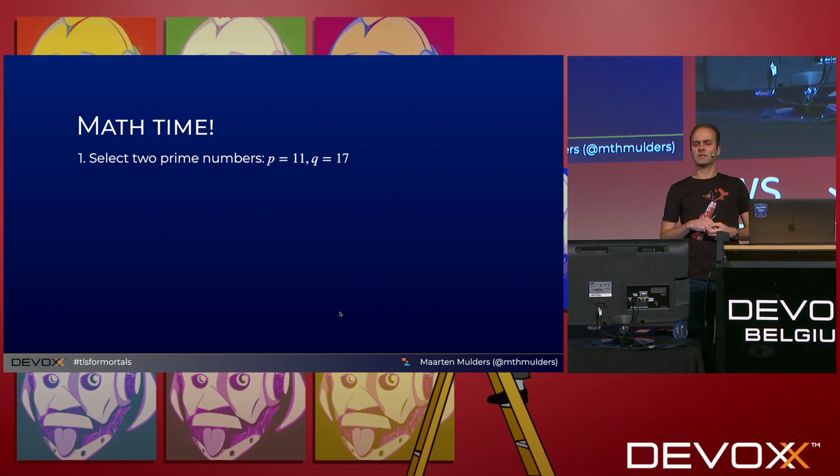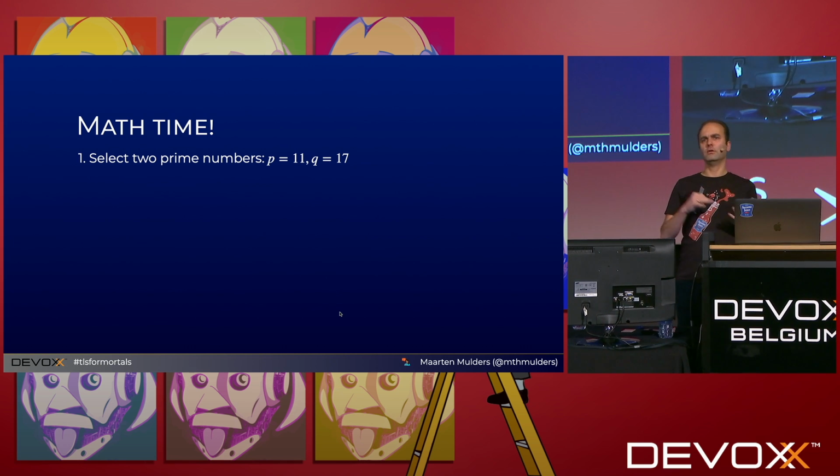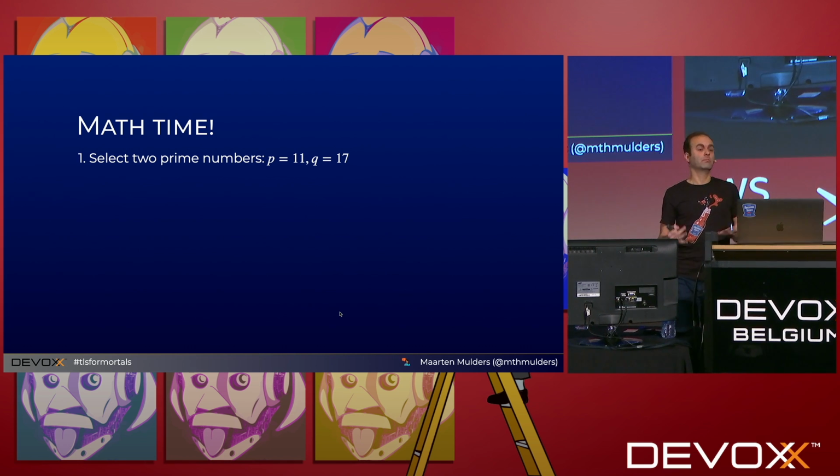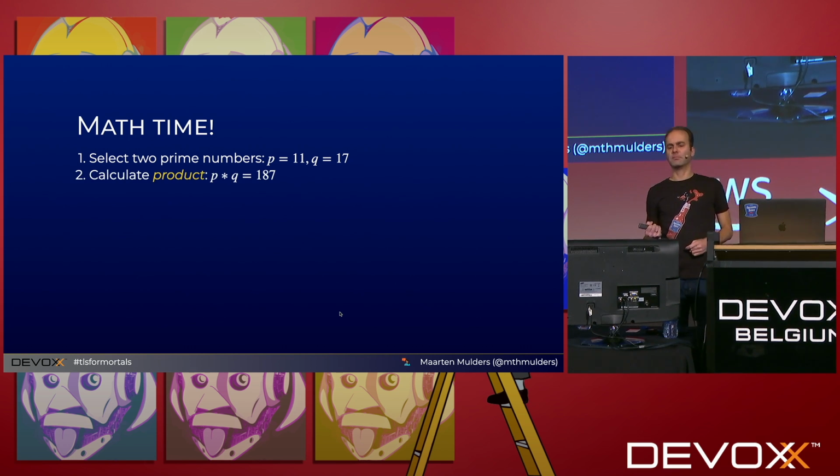The first step is that we select two prime numbers. Let's call them P and Q. The only requirement that we have is that they are prime numbers. In this example, I'm picking 11 and 17. Next, I'll calculate the product, which is a very simple calculation. P times Q equals 187.